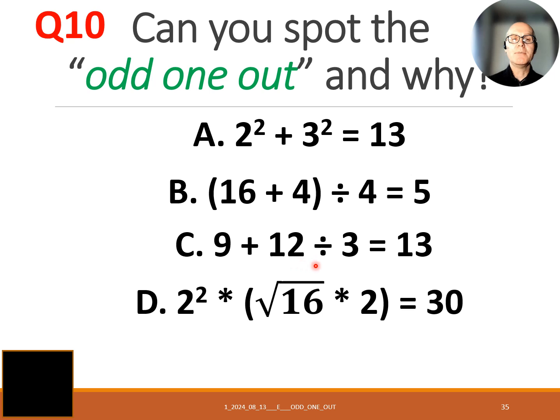12 divided by 3 equals 4, 9 plus 4 equals 13, that is correct. And this one, you would do what's inside the brackets first. Square root of 16 is 4, 4 times 2 equals 8. 2 squared is 4, so we now have 4 times 8 equals 32, not 30.